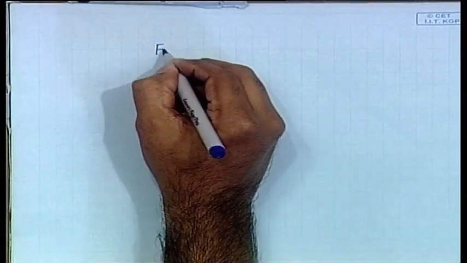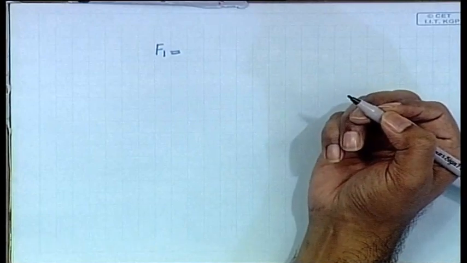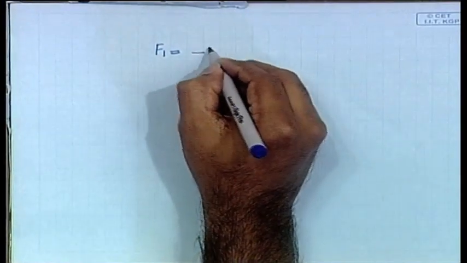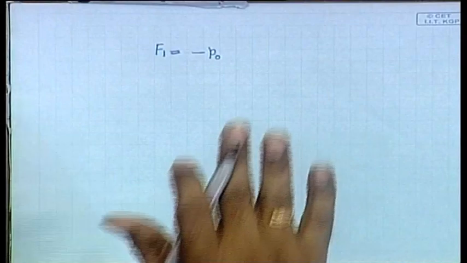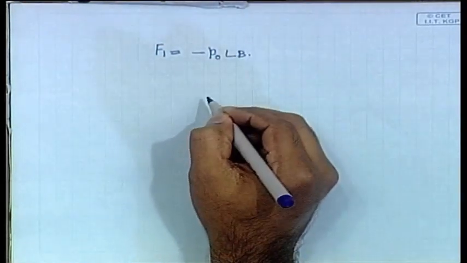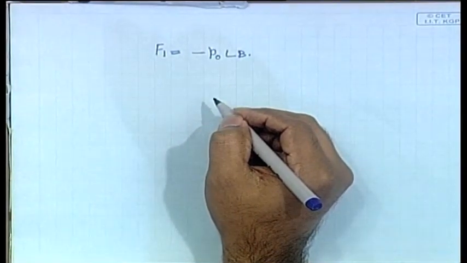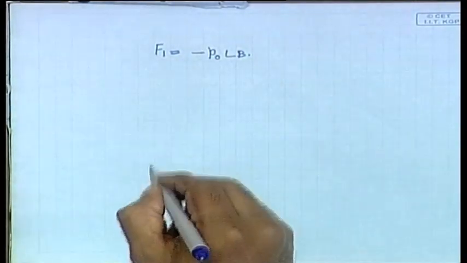Now, F1 is very easy. It is the force acting at the surface. What is it? It is the atmospheric pressure. Let us give it in one direction. It is acting like this, down, minus P0 LB. L is this distance, B is this distance, that L into B will give you this area, pressure is acting on that area, pressure into area is giving you the force vertically down.